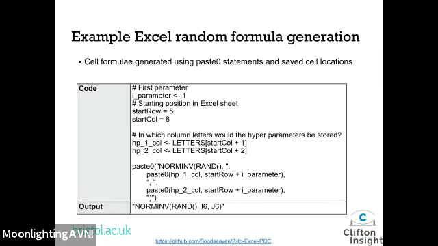It's done in quite a naive way. We just use lots and lots of paste statements and lots of thinking about what these functions look like. So here we've got the code that generates the output here, this NORM.INV(RAND(), I6, J6). That's done using paste statements, remembering where the data is stored, so which cell location, and that's how we can export this automatic formulae.